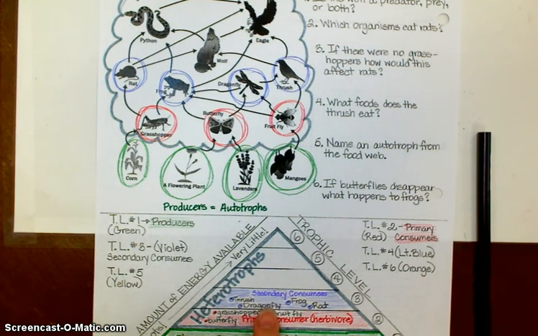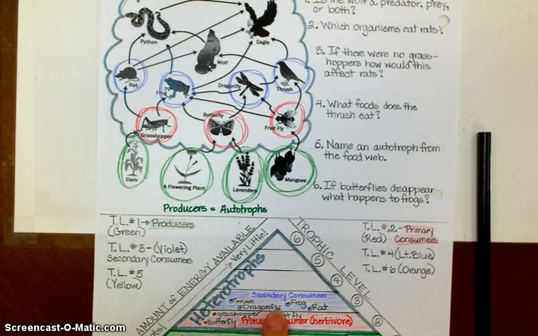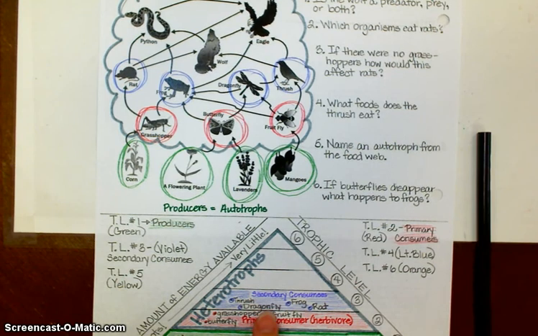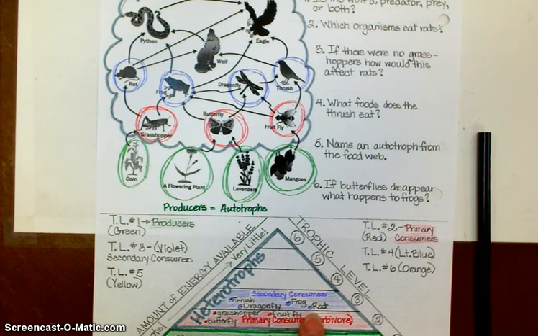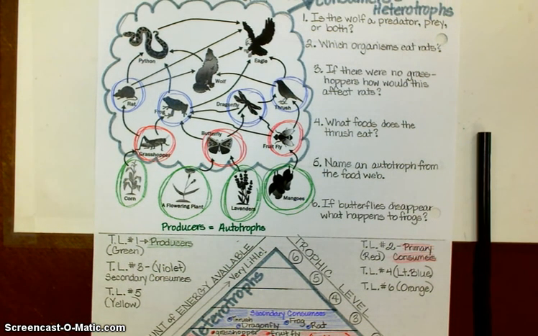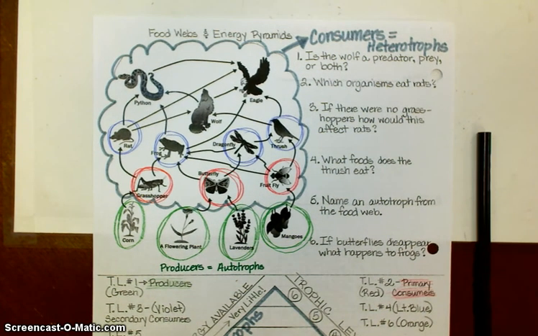Okay, so our secondary consumers, the consumers that are eating the primary consumers, those are the thrush, the dragonfly, the frog, and the rat, and we've circled those in purple. Okay, now things are about to start getting a little bit more complicated, but I think if you follow along, you'll be okay.